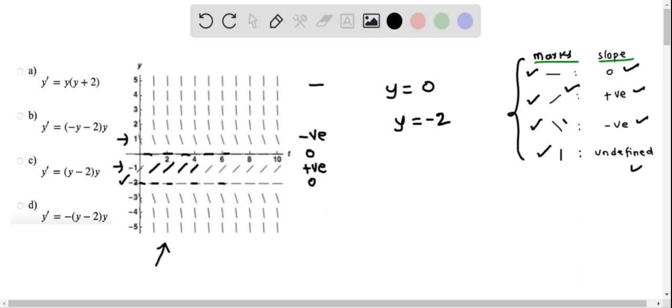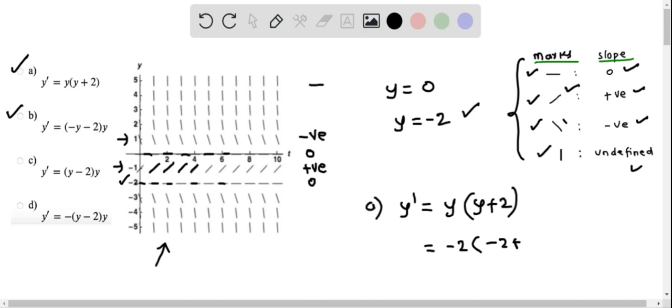Now, looking at these options, all of them have a product of y with another expression, which means they all become 0 at y equals 0. So we then have to look at the other condition, that is whenever y equal to -2, the slope has to be 0. Only the equations given in part A and part B satisfy this. That is, the slope is 0 whenever y is -2. Because in part A we have the equation y prime equals y times (y plus 2), and when we replace y by -2, we get -2 times (-2 plus 2). This becomes negative 2 times 0.